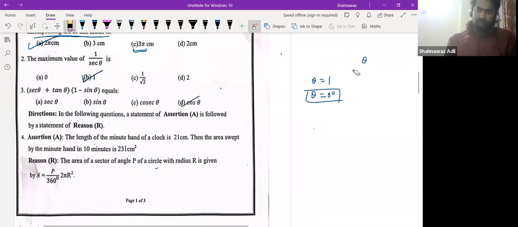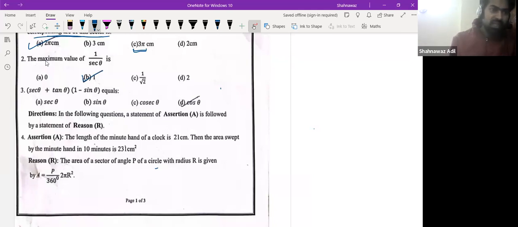But if the maximum value is one, but the angle is zero, should we choose zero or one? No, no. They are saying that the maximum value is 1. They are not asking what the angle is.